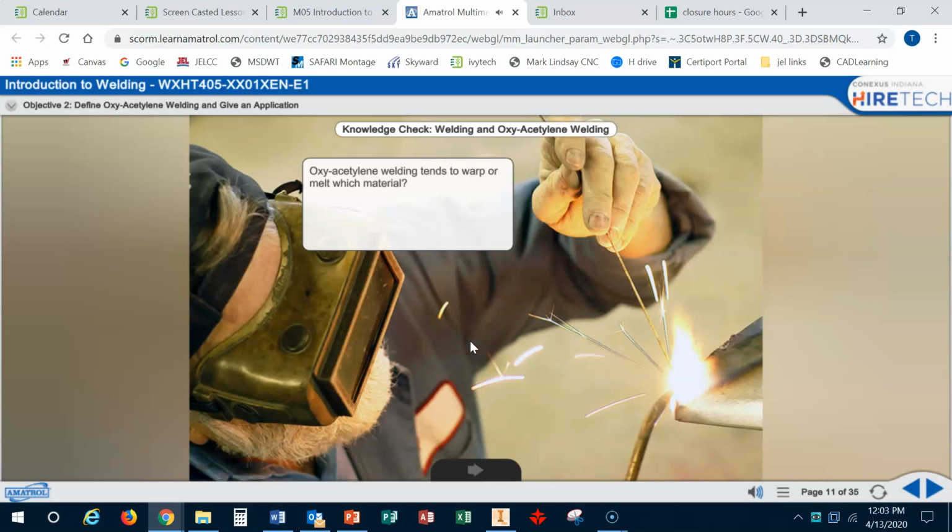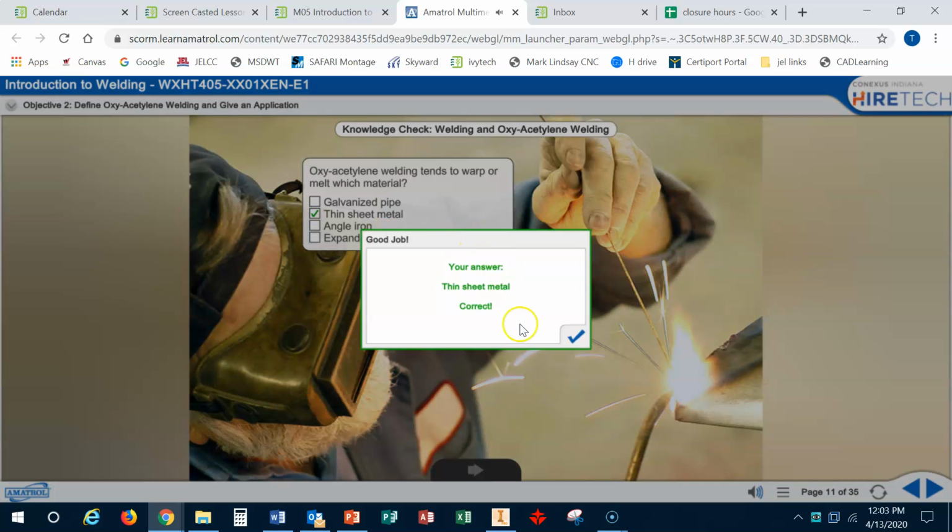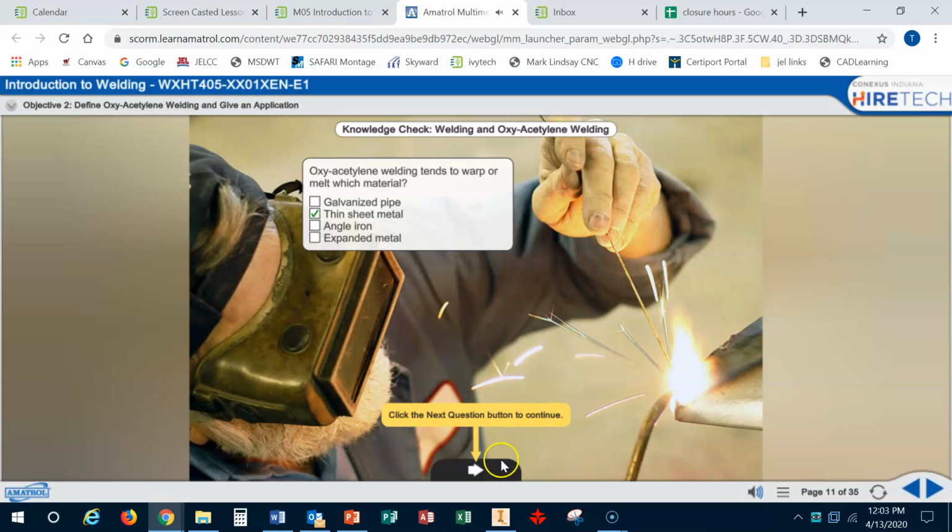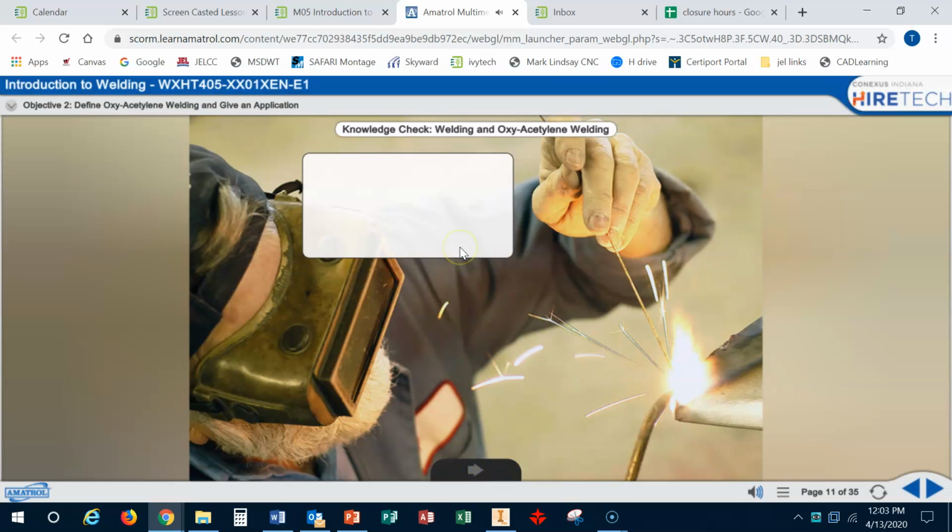Oxyacetylene welding tends to warp or melt which material? Which of the following characteristics applies to oxyacetylene welding of metal?